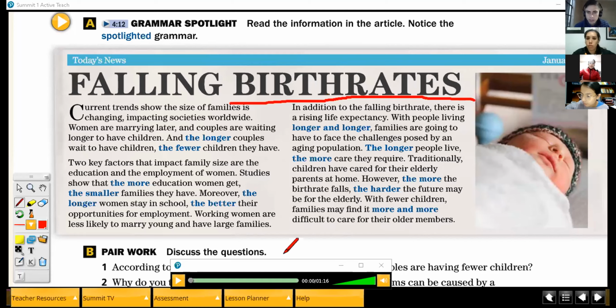What is life expectancy? The time that people expect to live. What is our life expectancy? I think like 80. That's not bad, right? My grandma is 94. Oh my God. Congratulations. What's her secret? You don't know? We should ask her.